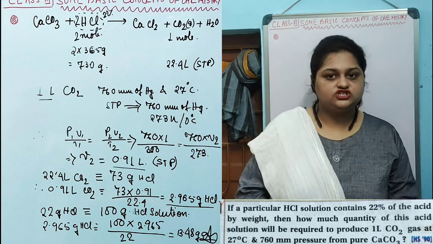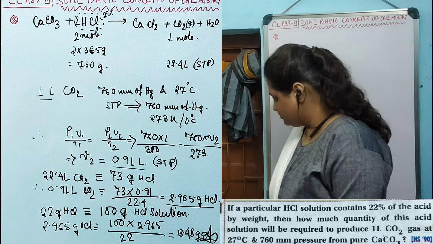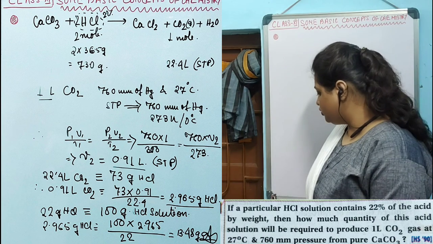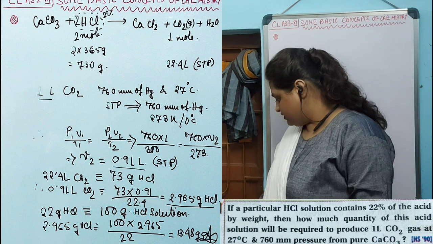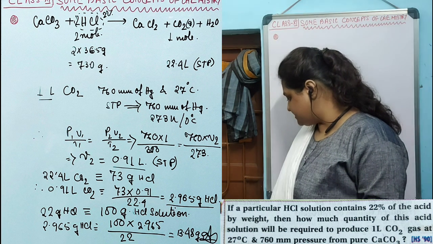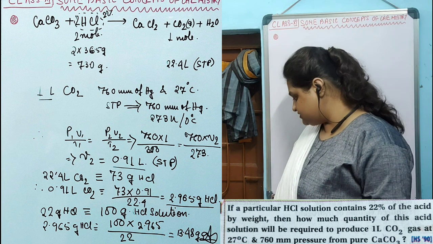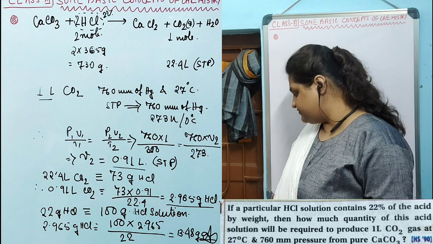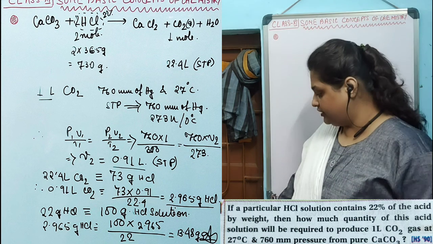The next question is saying that if a particular Excel solution contains 22% of acid by weight, then how much quantity of this acid solution will be required to produce 1 liter CO2 gas at 27 degrees Celsius and 760 millimeter pressure from pure calcium carbonate.